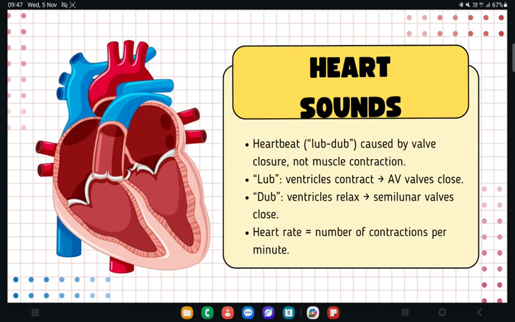The heart sound. The heartbeat is caused by valve closure, not muscle contraction. When the ventricles contract, the atrioventricular valves close, causing the lub sound. When the ventricles relax, the semilunar valves close, causing the dub sound. Heart rate is the number of contractions per minute.